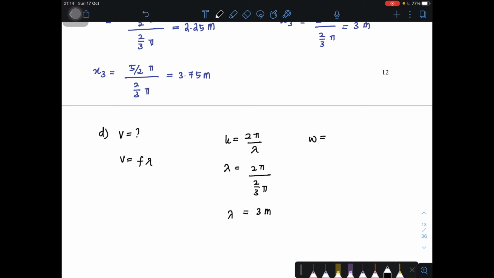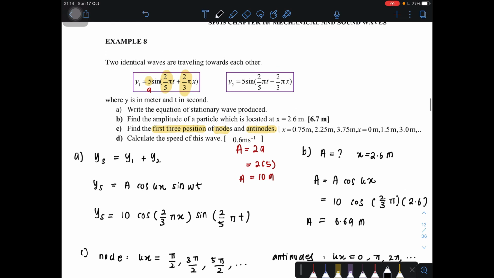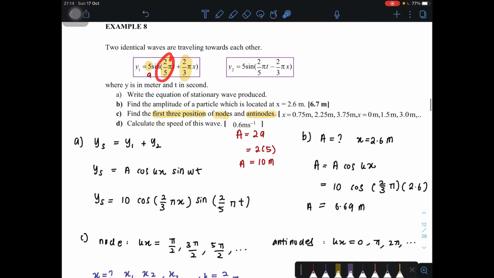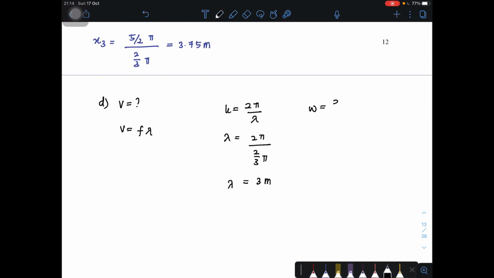And then omega tadi adalah sama dengan, where's the omega? This one. Oh no, this one. 2 over 5 pi. Okay, so value for f adalah sama dengan 2 over 5 pi divided by 2 pi. So f will be equal to 0.2 Hz. So you just masukkan sini f 0.2, lambda 3 meter. So akan dapat 0.6 meter per second.